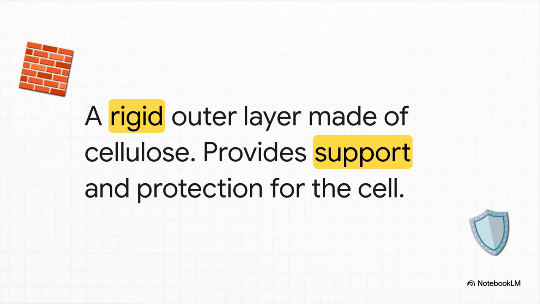This is this super tough, rigid outer layer made of something called cellulose. It's what gives plants all their support and structure. I mean, it's literally why a giant redwood tree can grow hundreds of feet tall without needing a single bone.